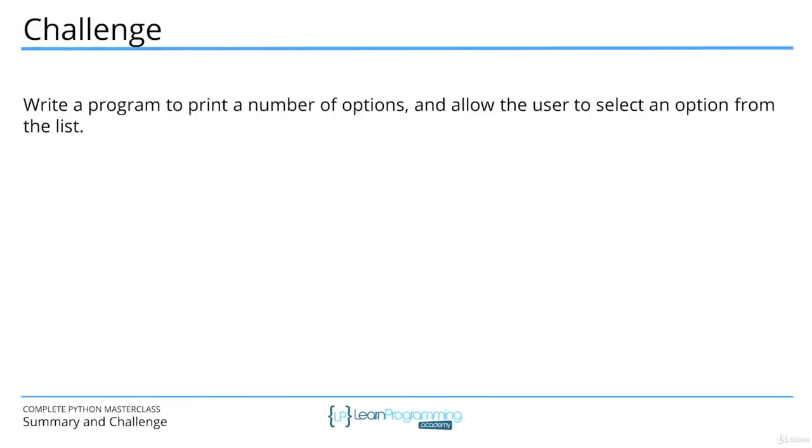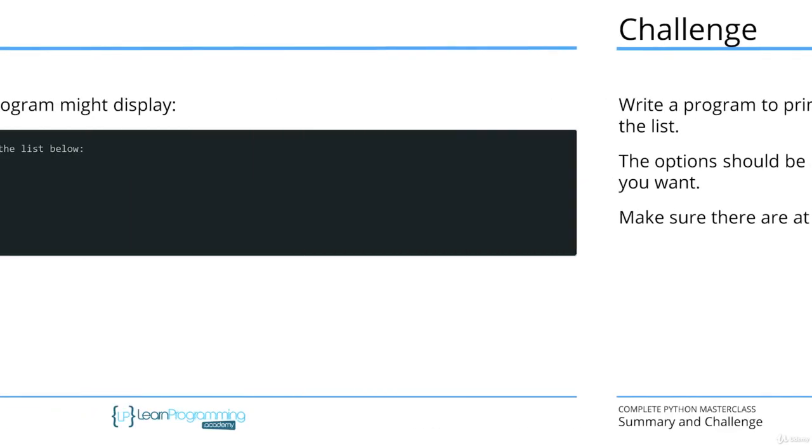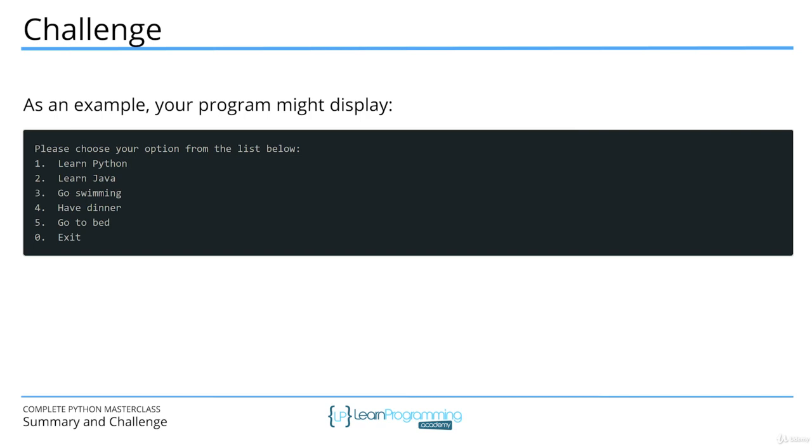So your challenge is to write a program to print a number of options and allow the user to select an option from the list. The options should be numbered from 1 to 9, although you can use less than 9 options if you want. Make sure that there are at least 4 options. As an example, your program might look like the following.